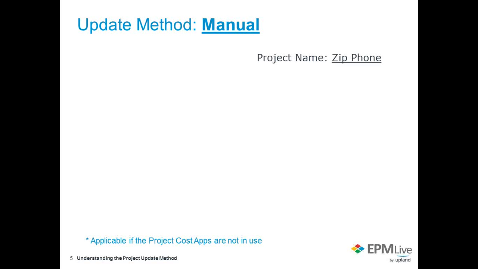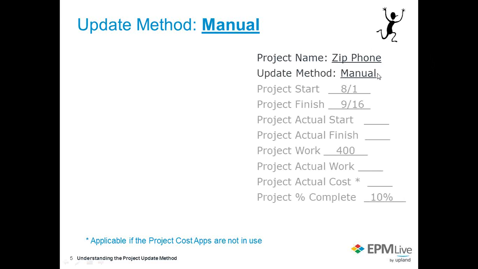So if I put in my project name when I create a project item, and I keep it in the manual update method, I can edit the fields such as the project start, project finish, project actual start if I care to, as well as project actual finish. I can enter what I estimate as far as what project work it's going to take, how many hours, as well as the project actual work, project actual cost, and what I think project percent complete would be.